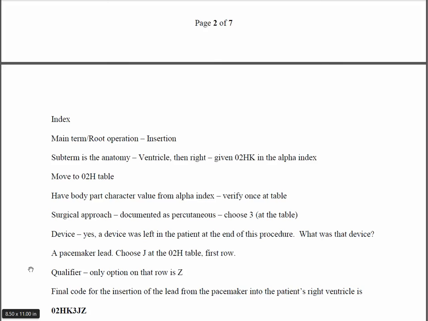Was a device left in the patient? That's our next character value. The answer is yes. What type of device? Now in this case, it's not the pacemaker because we already coded that. We're coding the lead. So we choose a pacemaker lead, which relates to the character value of J at the 02H table in that first row.